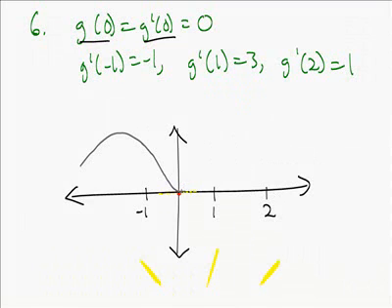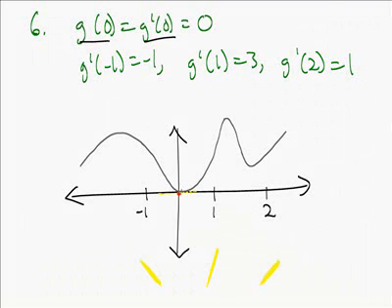And so now we want to get really steep by the time we're at 1, so that the slope of the line tangent here at 1 is +3. And then the next thing we need to know is that at 2 we have a positive slope of 1, so we could sort of come like that.